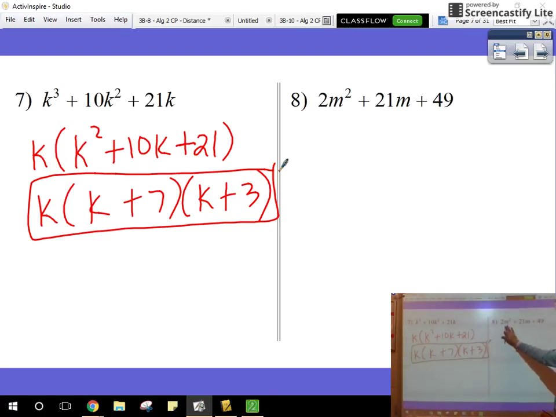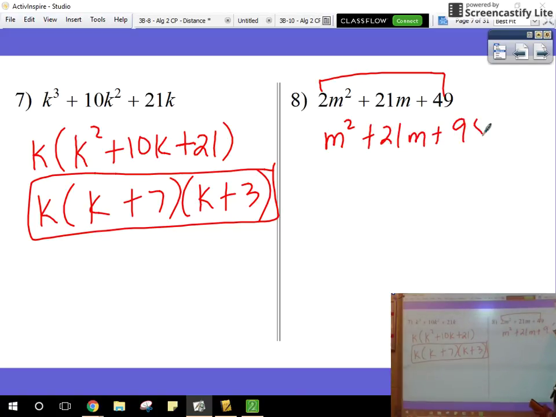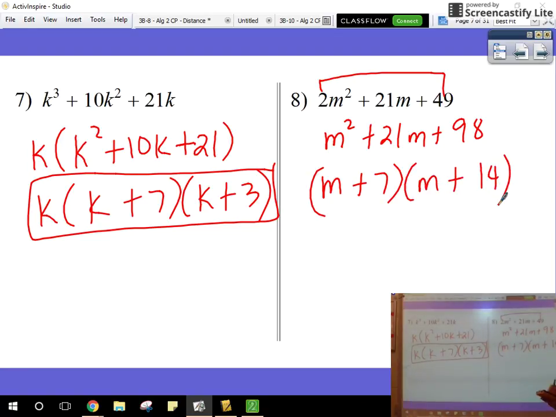Here, the 2 is not a common factor. I told you to multiply 2 and 49. That gives you 98. What are the factors of 98? It's divisible by 2 and 49, 2 and 7, 14 and 7. Am I right? 14 times 7 is 98. There you go. So m plus 7, m plus 14, because 14 times 7 is equal to 98.